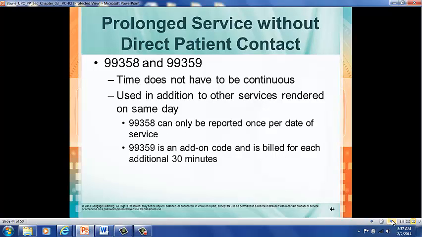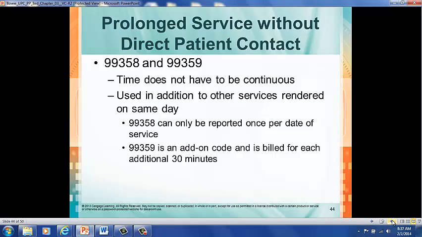The next subcategory in this category of codes is prolonged physician service without direct face-to-face patient contact. The guidelines for billing these codes mirror the guidelines for billing prolonged services with direct patient contact, with the exception that there are only two codes in this subcategory, which includes inpatient and outpatient services. The service time does not have to be continuous, but it must exceed the basic service rendered by 30 minutes or more.